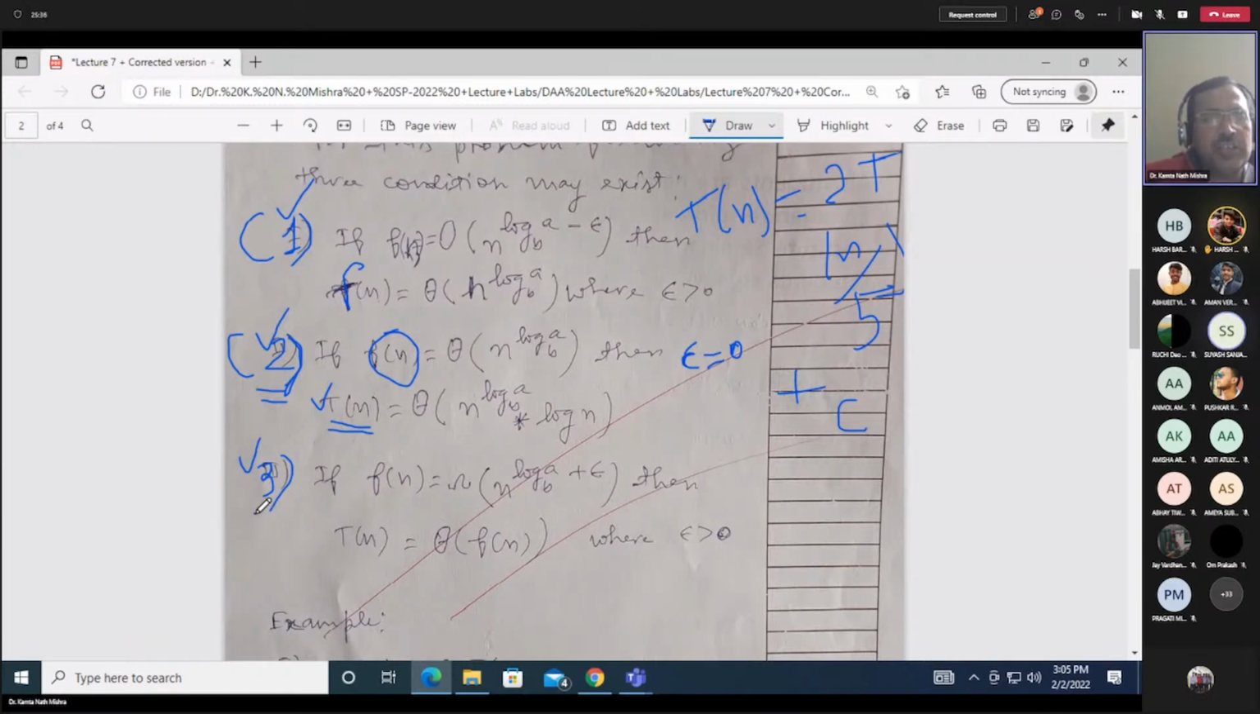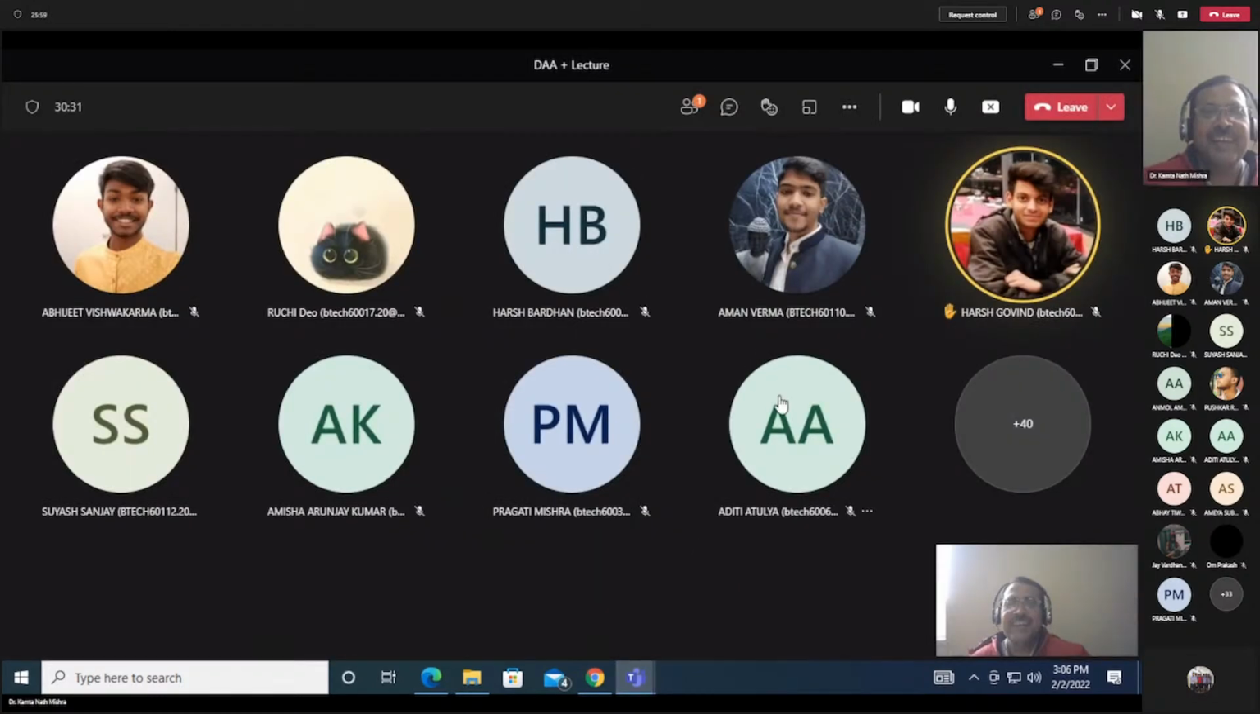Read the third condition. If fn is any function, fn is equal to omega of n power log a base b plus epsilon, then order of recurrence Tn is equal to theta of fn, where epsilon is greater than 0. It was not very good reading, take someone else's help.